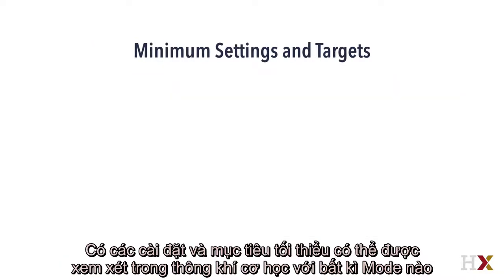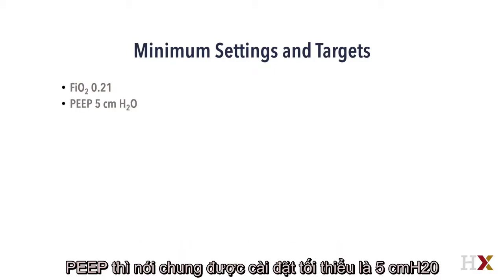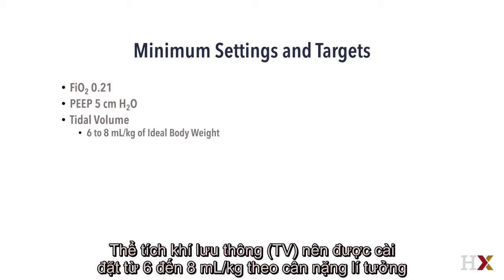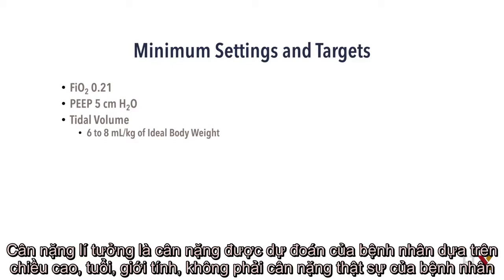There are minimum settings and targets that can be considered for mechanical ventilation with any mode. FiO2 can only be set as low as the fraction of oxygen in the atmosphere, 21%. PEEP is generally set at a minimum level of 5 centimeters of water. Tidal volume should be set between 6 and 8 milliliters per kilogram of ideal body weight. Ideal body weight is the patient's predicted weight based on height and birth gender, not their actual body weight.